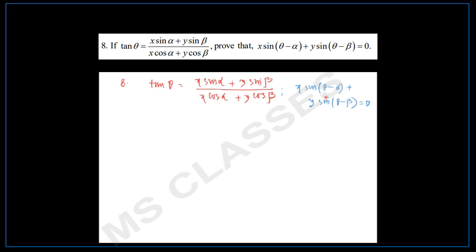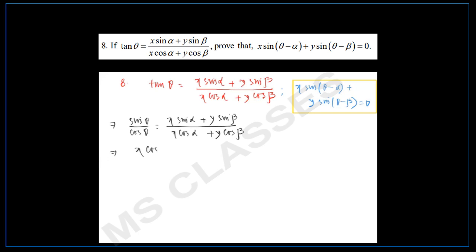That means basically what they're telling you, isolate x and y. This is what we need to prove. So, to isolate x and y, that means what? Take all x on one side, all y on the other side. So, here you write sine theta by cos theta equal to x sine alpha plus y sine beta by x cos alpha plus y cos beta. Now cross multiply.